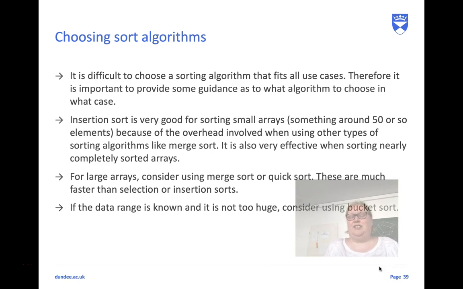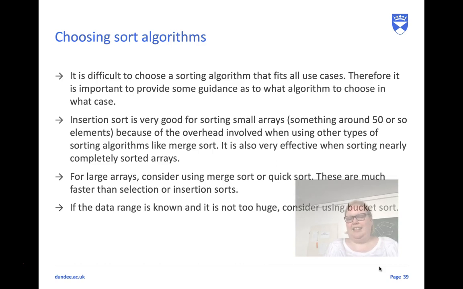Insertion sort is also very effective when sorting nearly completely sorted arrays, because it just looks through and says, okay, where's that number going to go? If the array is 100% sorted, then insertion sort actually becomes big O(n) and very, very efficient. So if you think this data might be mainly sorted, it might be a good one to consider.